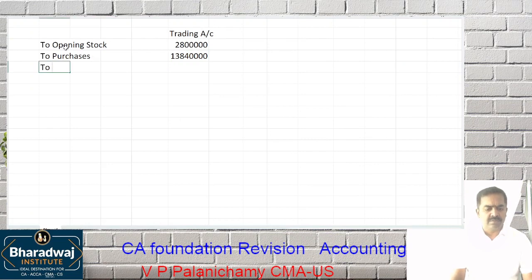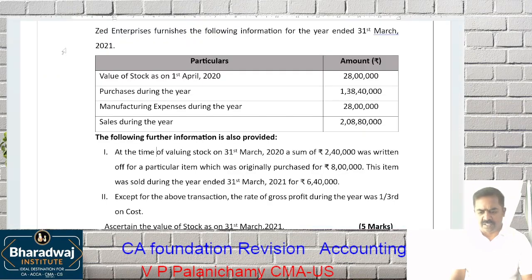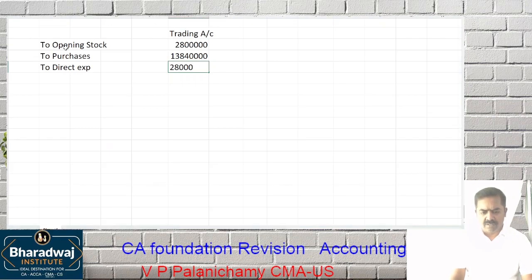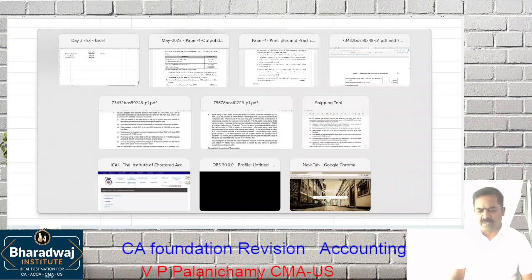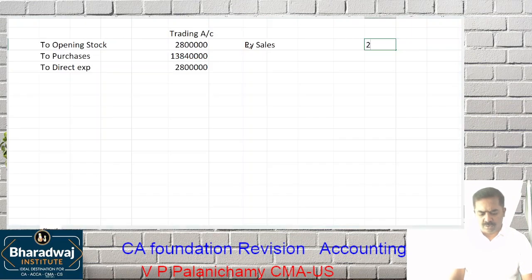To direct expenses. Direct expenses, manufacturing expenses. எவ்வளவு இருக்குங்க? 28 lakhs இருக்கு. By sales. What is the sales for the period? 2 crore 8 lakh 80,000.